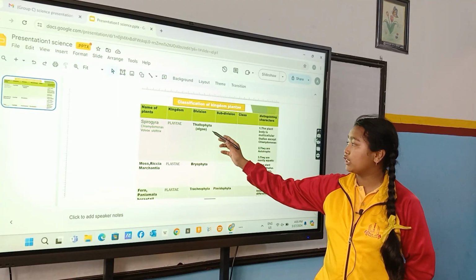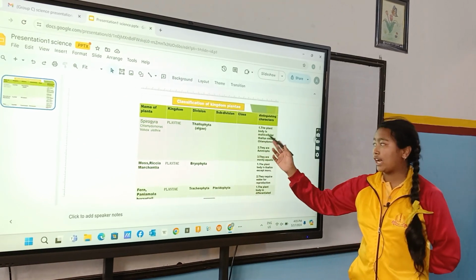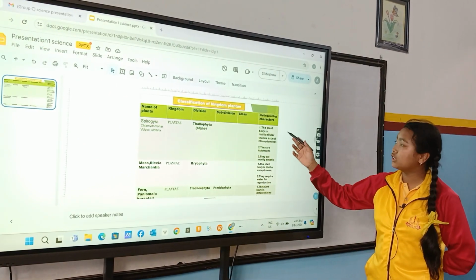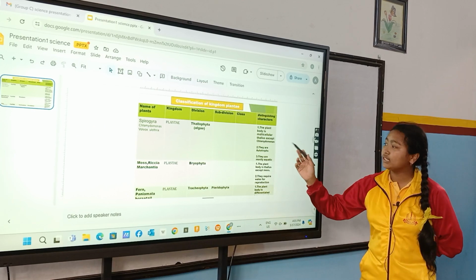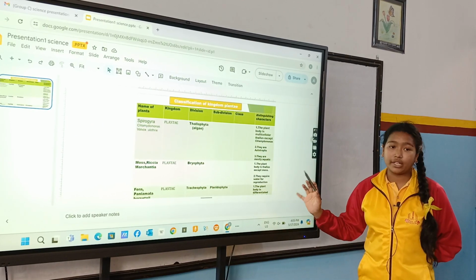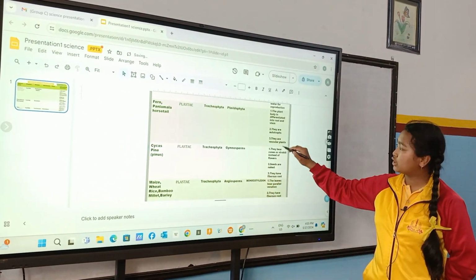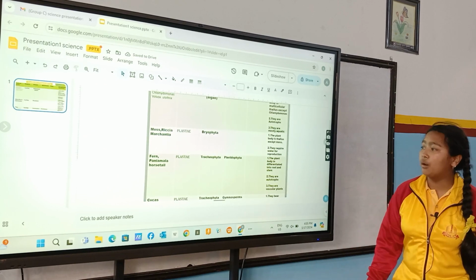Plantae, and the division is Halophyta. It doesn't have subdivisions and classes. Likewise, its characteristics are that they are autotrophs. They are mostly aquatic.